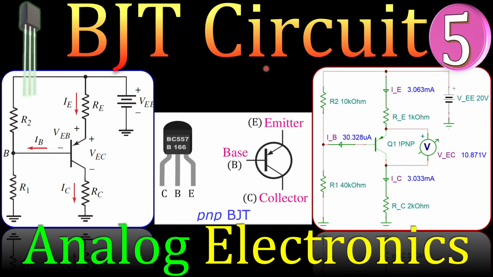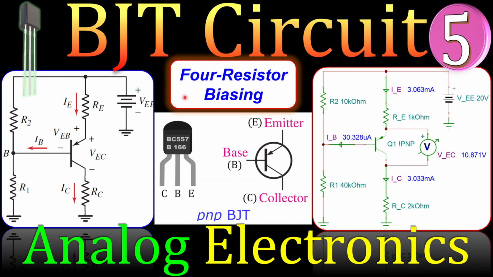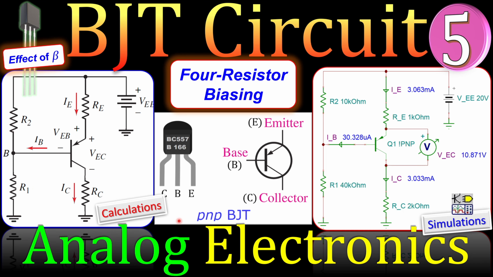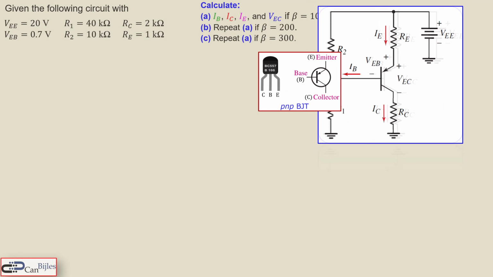Next example, I would like to discuss the 4-resistor biasing, but in this case using a PNP BJT instead of the NPN BJT we discussed in example number 4. We will see what kind of effect the beta has for this circuit, and we will work out the calculations and also the simulations to verify our calculations. So let's look at our example.